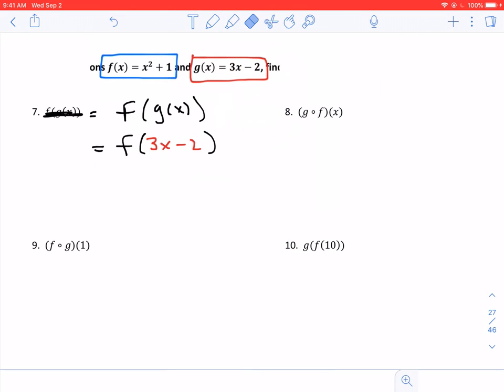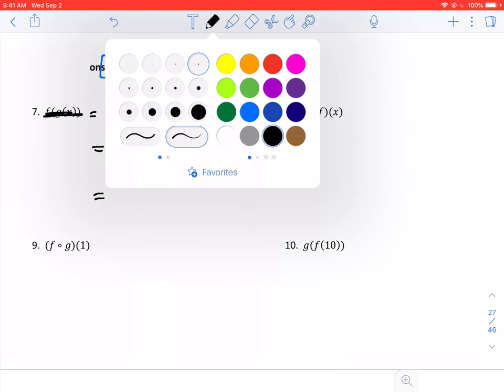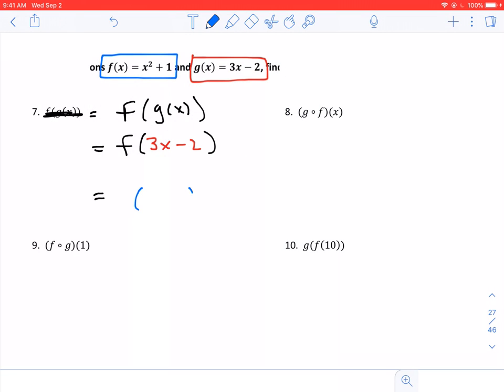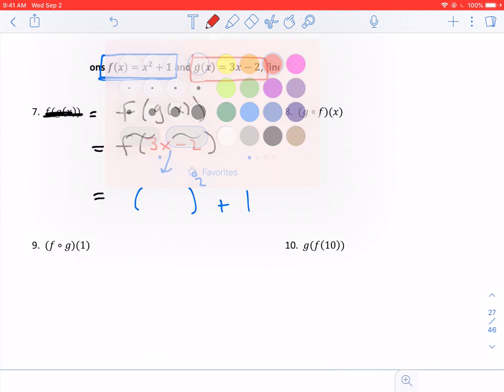So how do you find f of 3x minus 2? Well, to find f of anything, you just plug that thing in for x, right? So to find f of 3x minus 2, we're going to take 3x minus 2 and plug it in for x. So what's that going to look like? Well, it's going to be something squared plus 1, right? That's the f function, x squared plus 1, but I'm plugging in that 3x minus 2 here.